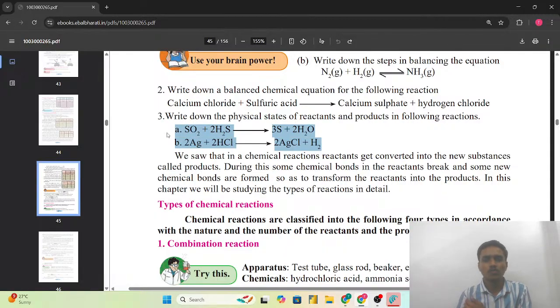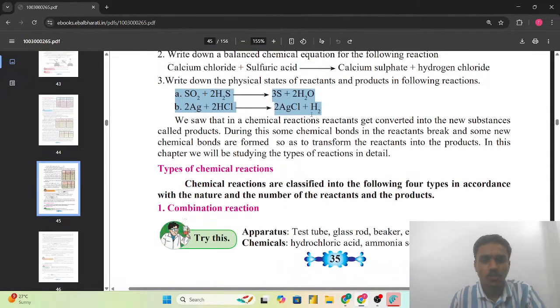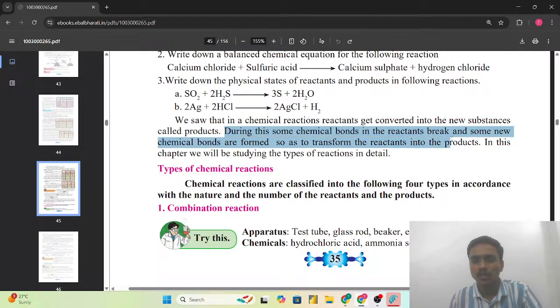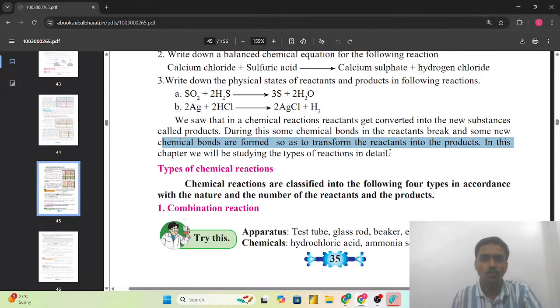I will try to help you. We saw that in a chemical reaction, reactants get converted into new substances called products. During this, some chemical bonds in the reactants break and some new chemical bonds are formed so as to transform the reactants into the products.